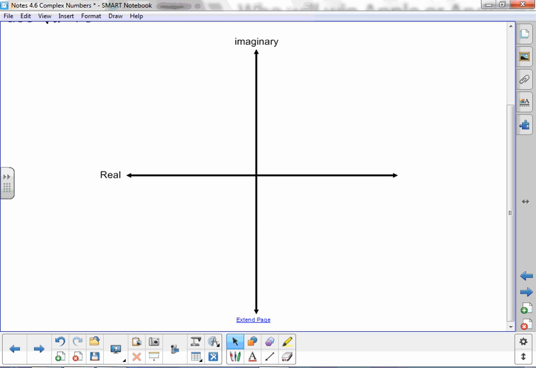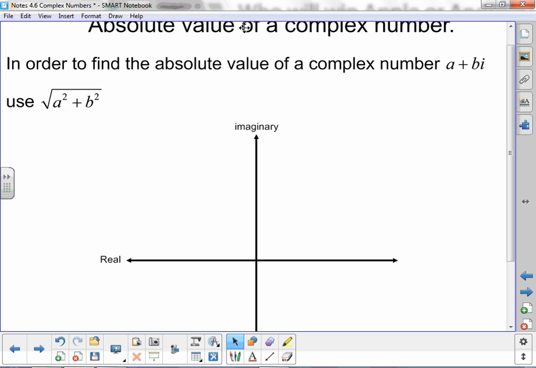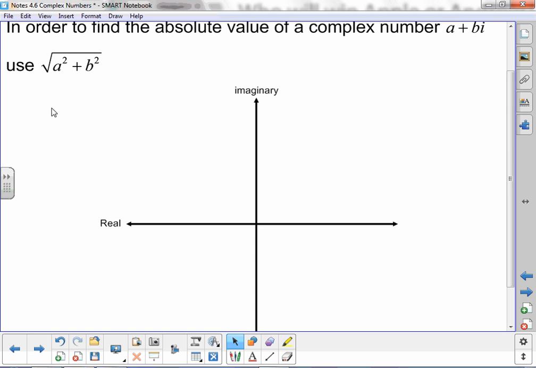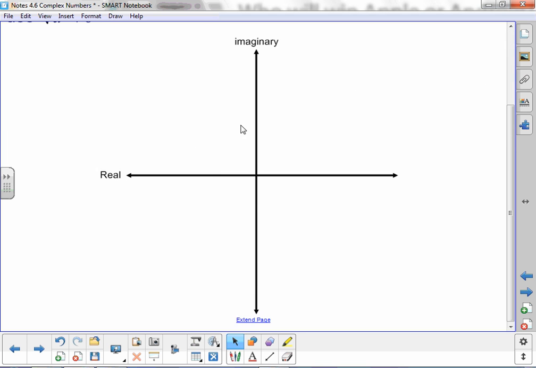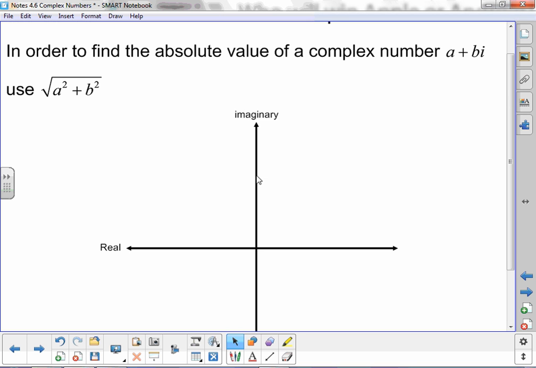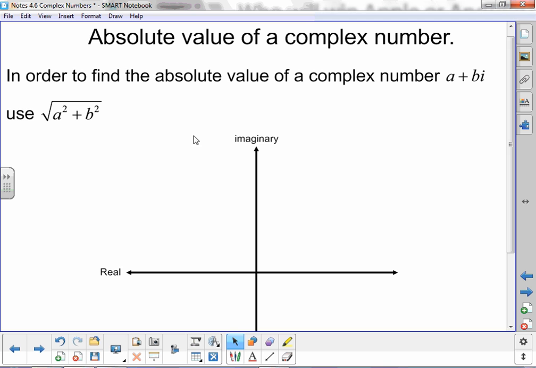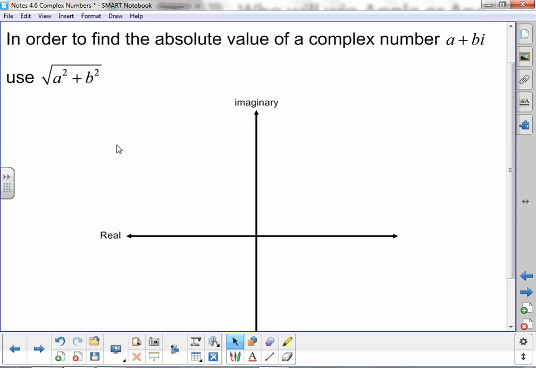All right, so absolute value of a complex number. Now, if you remember, the meaning of absolute value is that you're finding the distance from 0. A complex number can only be graphed on here, so the distance from 0 is from the origin. That's what we're actually finding when we're finding the distance. So if you want to find the absolute value of a complex number which has 2 parts like this, you're going to use this formula right here, square root of a squared plus b squared.